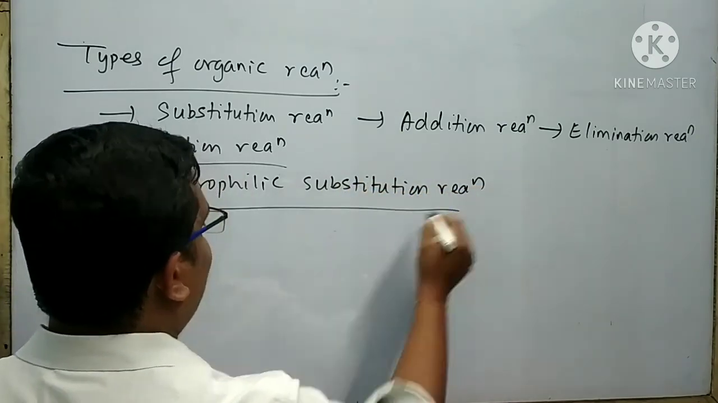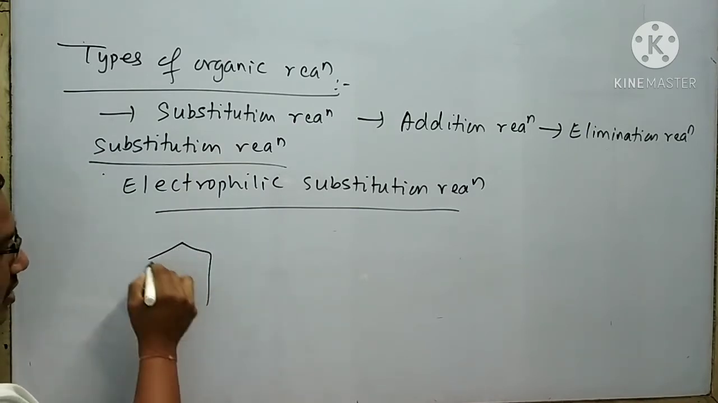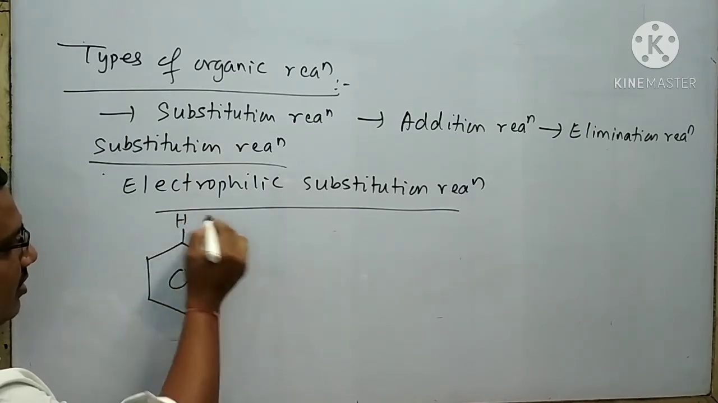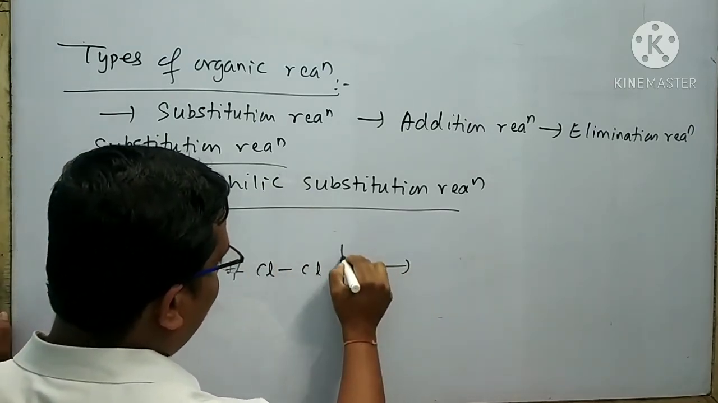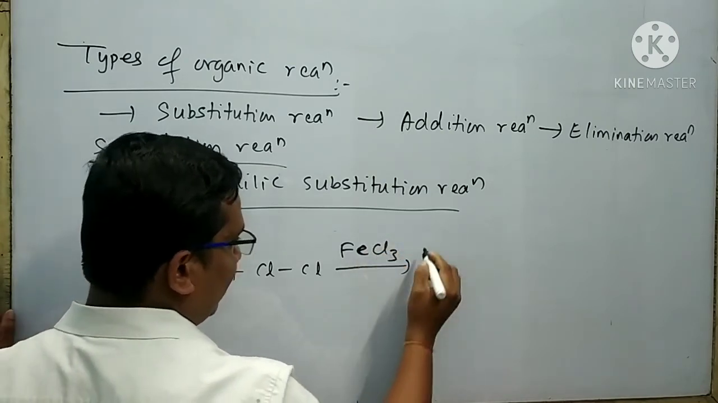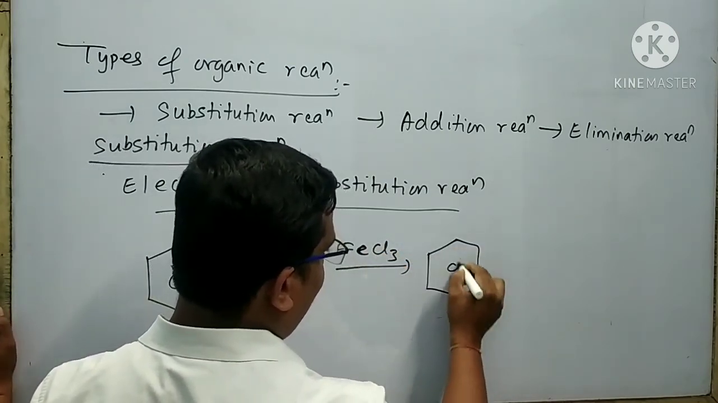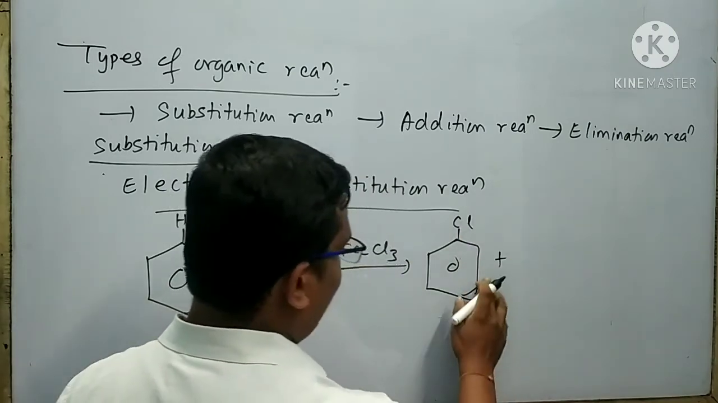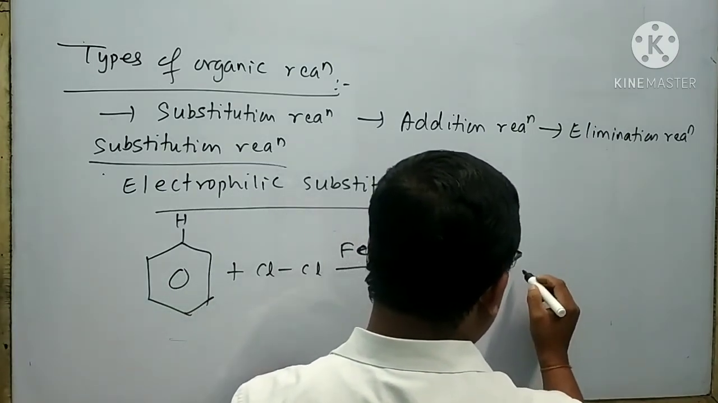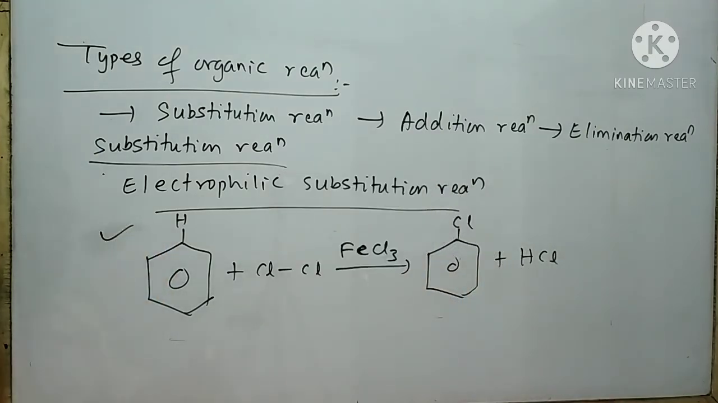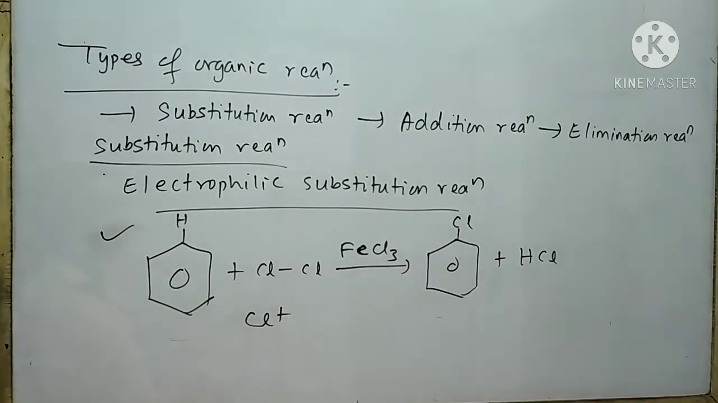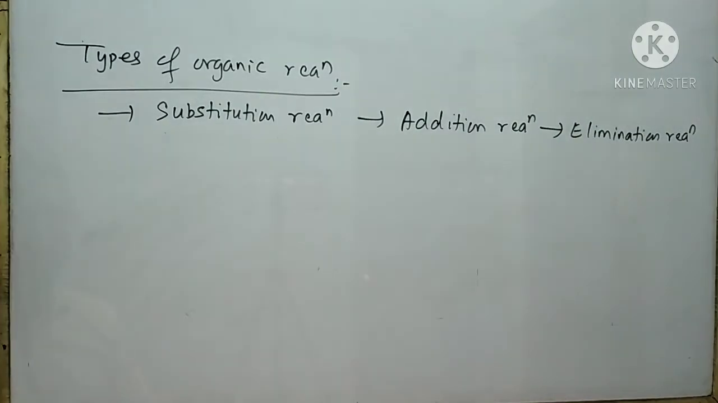reaction. Take an example. This is the structure of benzene. When it is subjected to reaction with chlorine in the presence of FeCl3, then chlorobenzene is formed. Also here one byproduct is formed. The byproduct is HCl. In this reaction, the electrophile Cl plus plays an important role. So this type of substitution reaction is called electrophilic substitution reaction.